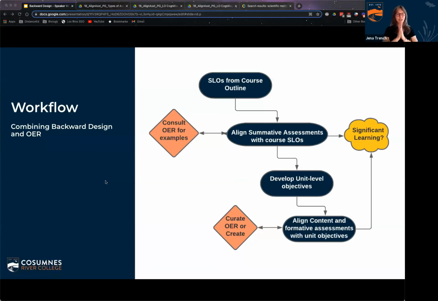Okay, so the last slide that I have for this presentation today is how I envisioned the workflow of combining backward design with your work on curating and creating OER, and where exactly the OER component would fit in, because again, this is part of the OER Award Program Workshop Series. So our first component of backward design is to identify the outcomes. And those are, of course, going to be described for you in your course outline of record. So that's a good place to start.